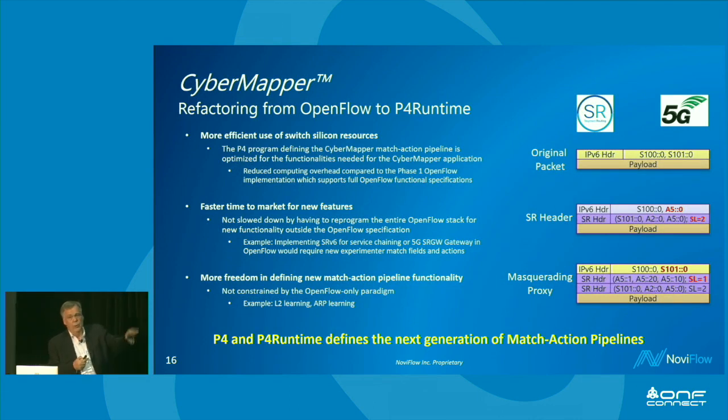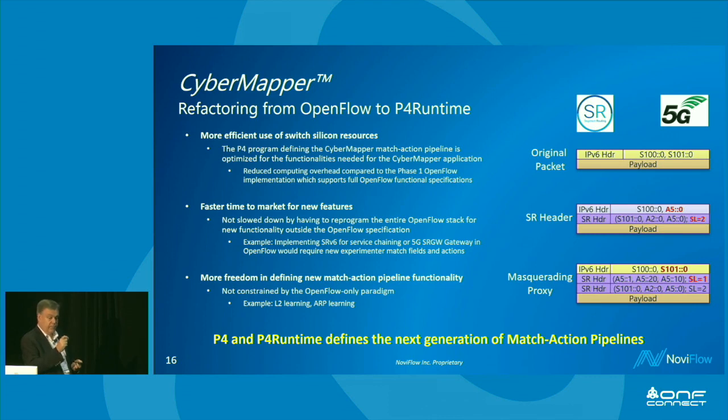But why are we doing this, and what were we expecting out of this refactoring of OpenFlow to P4 Runtime for this application? So we had three areas that we were hoping for. The first one is we wanted to be able to use the silicon more efficiently. So when we were using the Tofino silicon through the OpenFlow paradigm, we had to allocate resources for things that the application didn't necessarily use in the silicon. So that's one big thing.